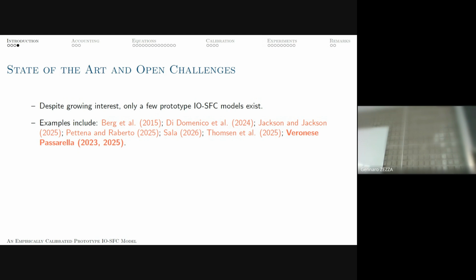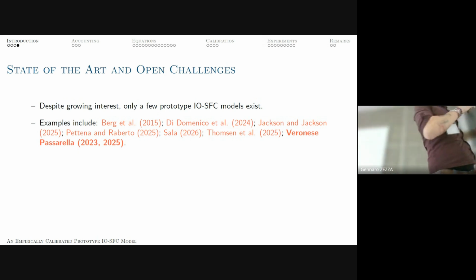Then there's the two Jacksons, Beckner, Roberto, who published last year. Thompson and Foley published last year. I'm always the referee for these papers. Very well. There's the dissertation that Eduardo discussed three days ago, and it's an IO-SFC model. And I published myself a few things, which include some simple IO-SFC structures.